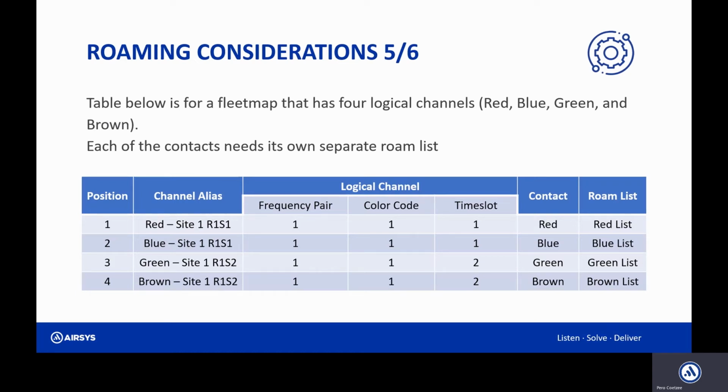And this is a fleet map of a system with 4 logical channels. So as you can see, there's only 2 time slots, but there's 4 channels and 4 user groups. Now, generally, I would advise to only use one user group per slot, because then you won't have any call queuing or people waiting to use the slot. But you can set it up this way.